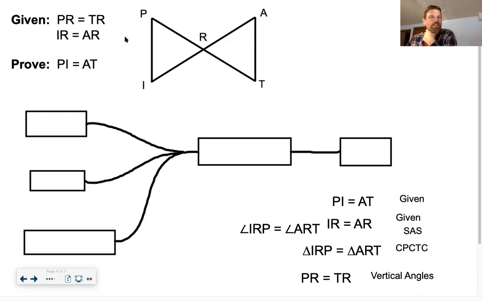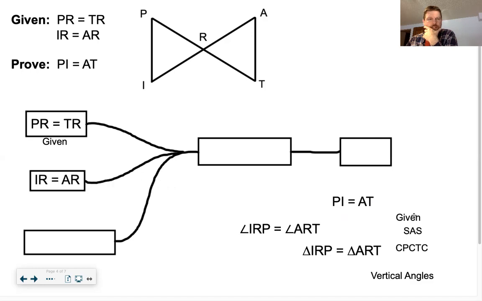So let's see if we can list things. One of the first things we listed was our givens, PR and TR. All right, I'm going to put that right here. And I knew that was true because it was a given, so I'm going to put that here. I also knew that IR and AR were the same, so I'm going to put that here. And that was given.